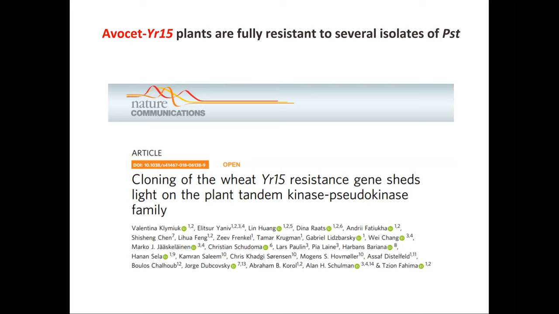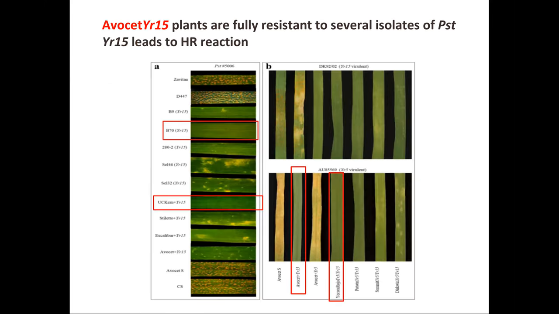A very informative and highly advanced research study was recently published by Kalimiuk and her team on Avocet Yr15, which is a highly resistant cultivar genotype of wheat, which harbors the Yr15 resistance gene and shows broad spectrum resistance to different strains of Pst. And in their work, they showed that Yr15 belongs to a kinase-kinase protein family that induces a hypersensitive response against this pathogen.